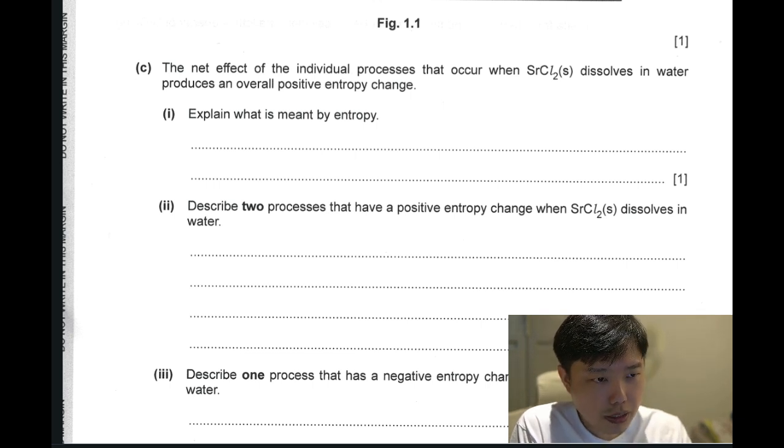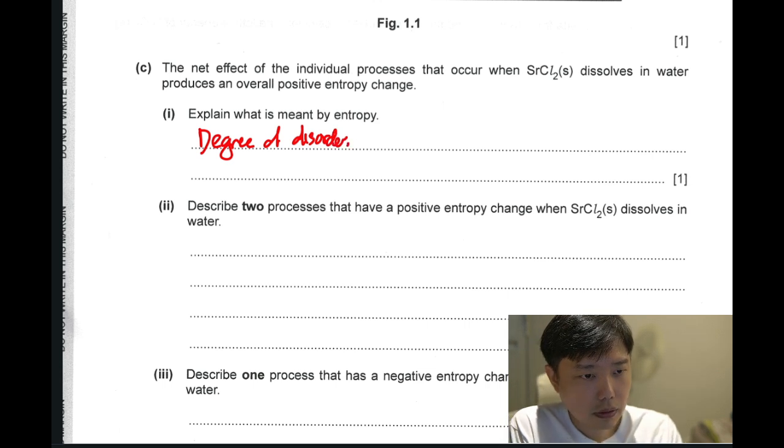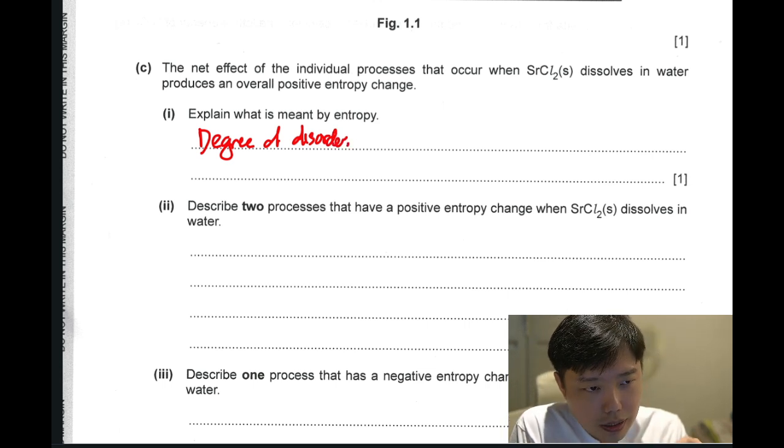So entropy is basically the degree of disorder. Alright, degree of disorder. Okay, so it measures the extent to which the particles and energy are distributed. All right, so the higher the level of disorder, the higher the entropy. All right.